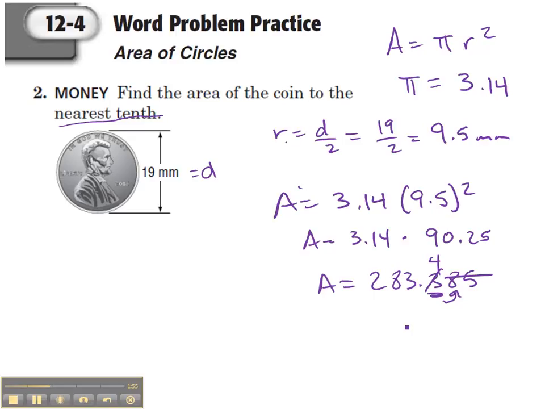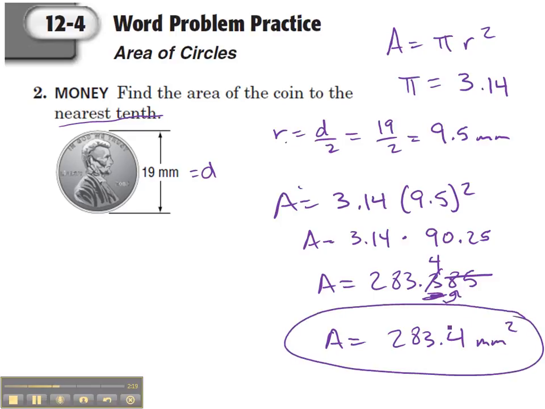All depends on how you learned rounding, but whatever place value you're trying to round to, look at the number to the right of that number, and if it's 5 or higher, you raise the number by 1. If it's less than 5, you just leave the number alone in that place value. So this area is 283.4. The units would be millimeters squared because we're talking about area, so millimeters squared.